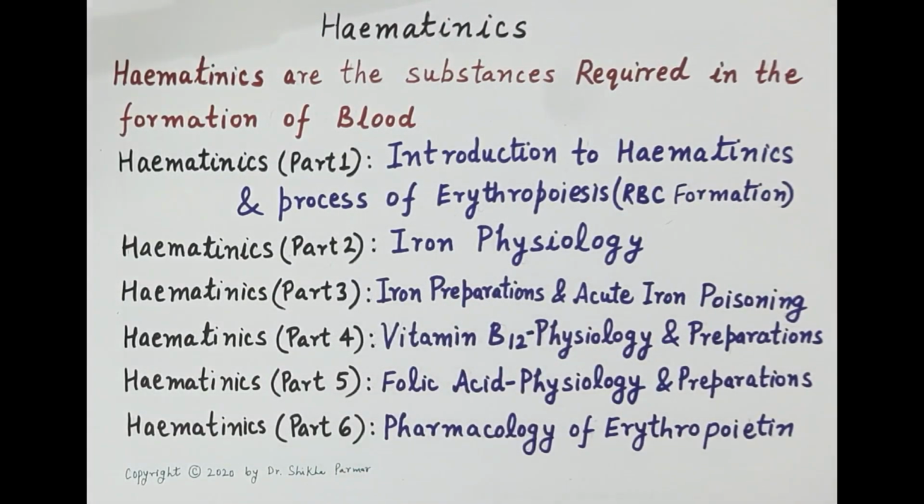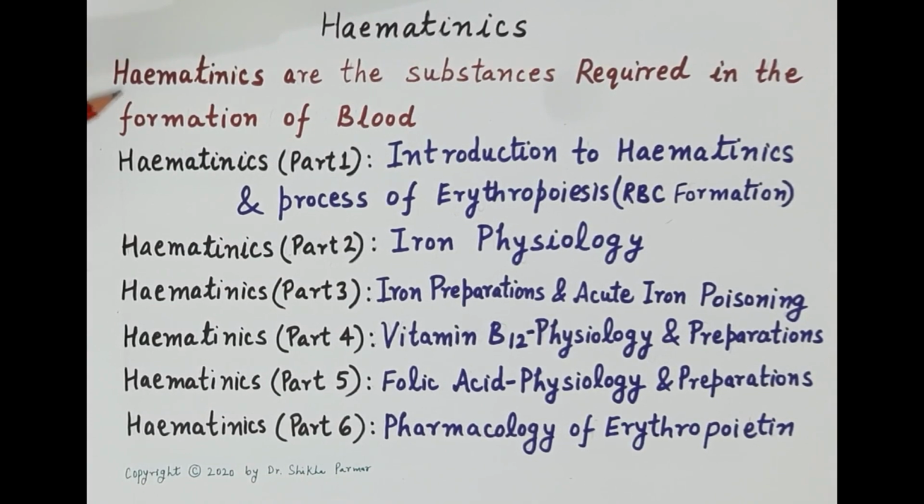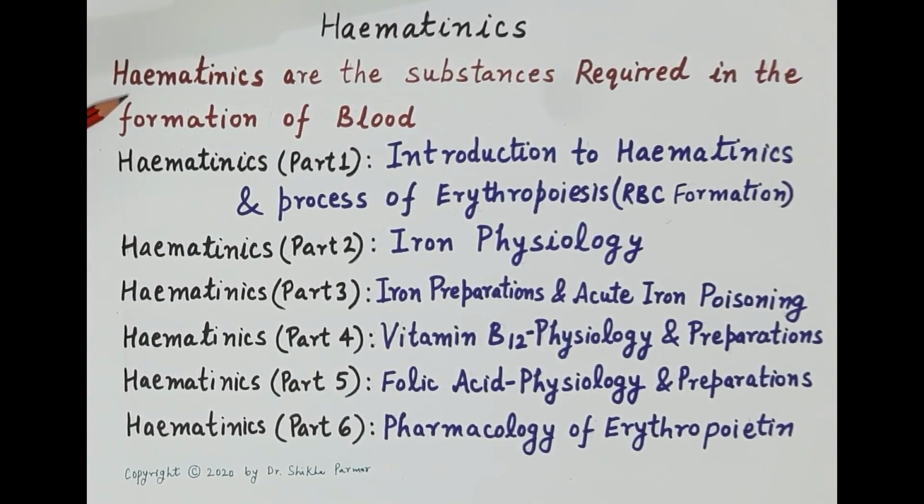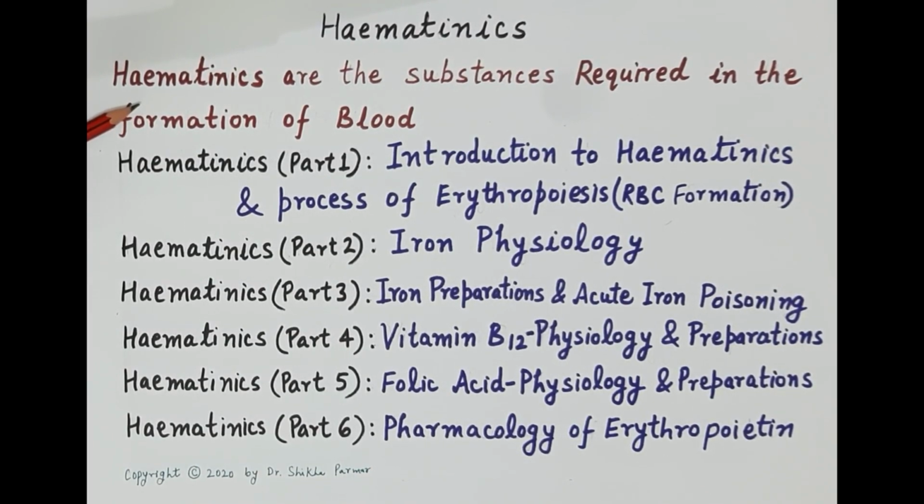Hello students. Now the topic we are going to discuss is hematinics. Hematinics are the substances required in the formation of blood. Most important substances required in the formation of blood are iron, vitamin B12, folic acid and erythropoietin.